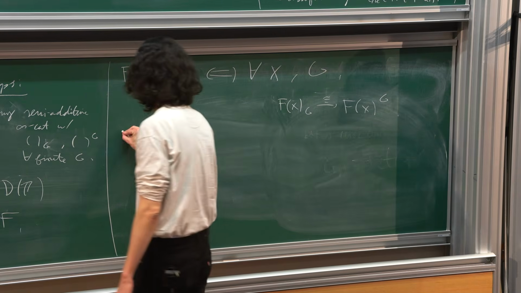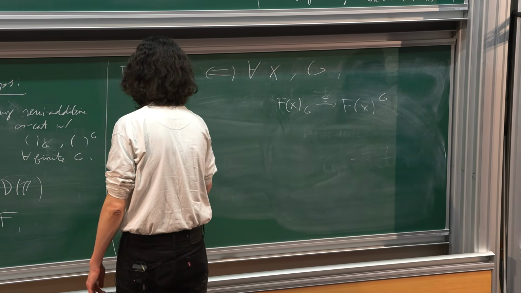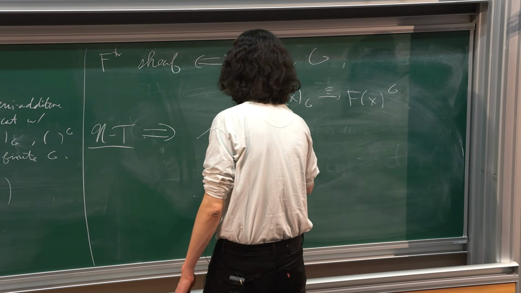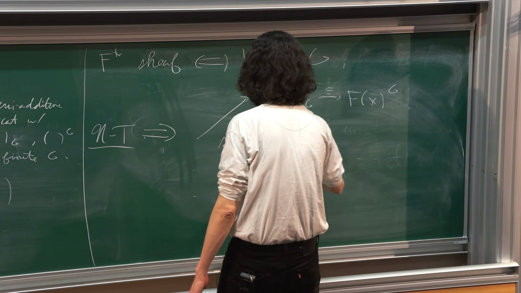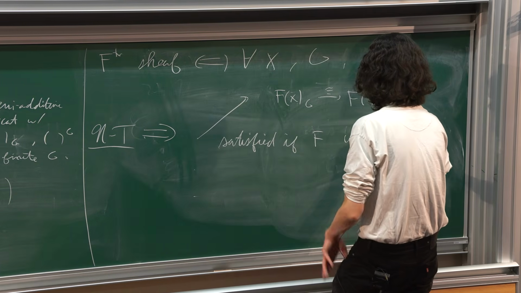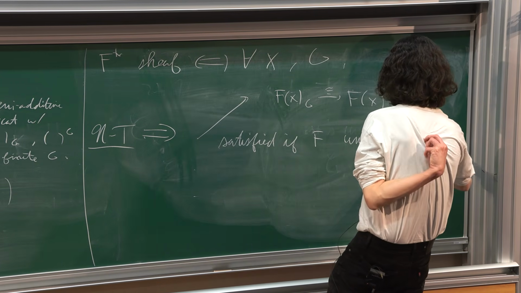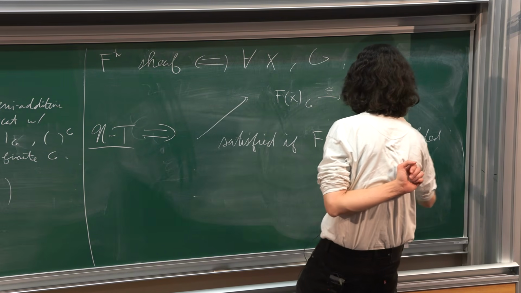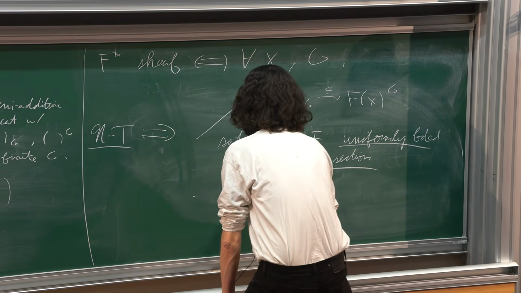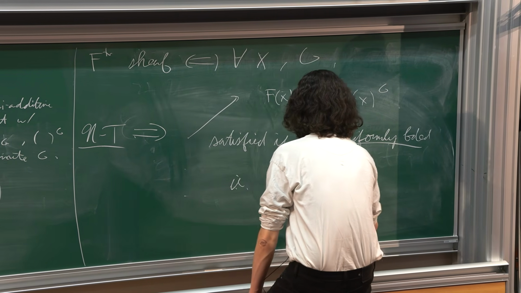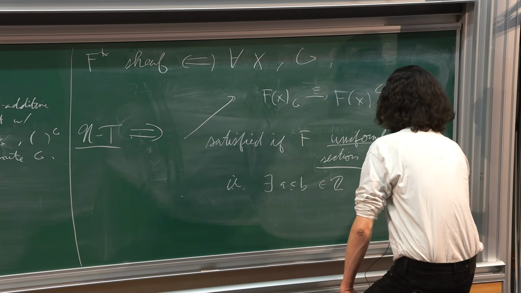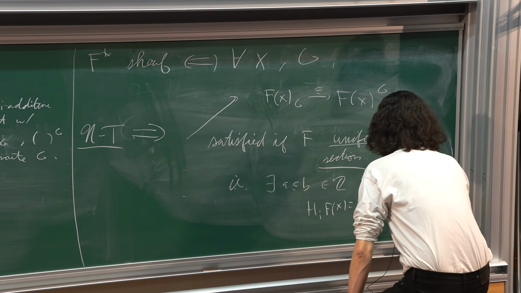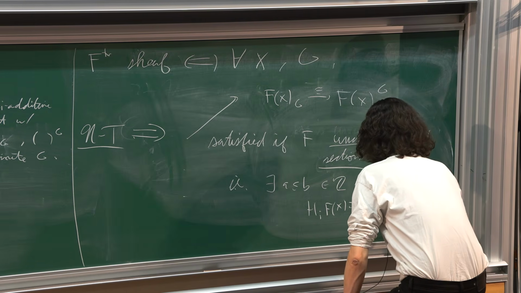And the Nakayama-Tate lemma implies that this is satisfied if f has uniformly bounded sections, let's say. I.e., there exist A, B in Z such that HI f of x equals 0 whenever I is not in the interval from A to B, for all x in C.